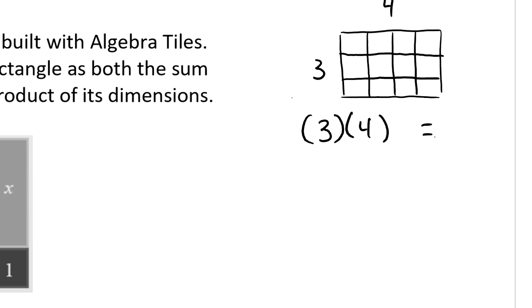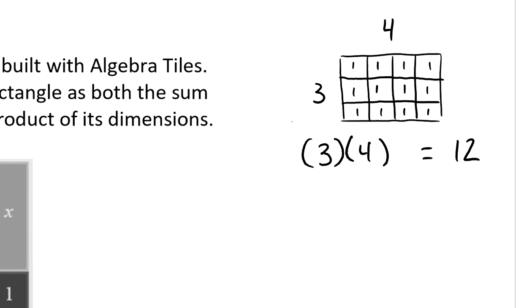The other way that I can show the area is as the sum of its parts. And if I look at this, these are all unit tiles. There's 4 of them, 5, 6, 7, 8, 9, 10, 11, 12. So expressed as the sum of its parts, the area is 12. So length times width, 3 times 4, is the sum of the parts, 12. So that's what we're attempting to do here.